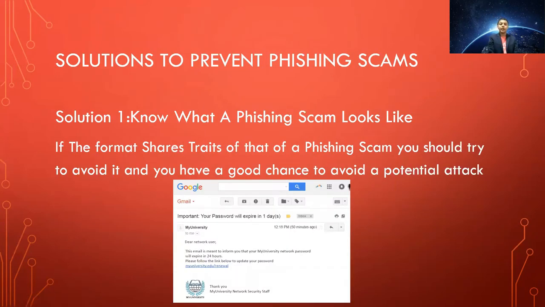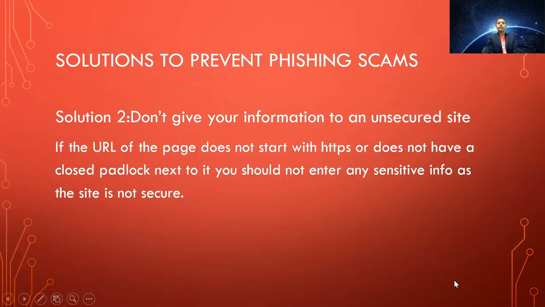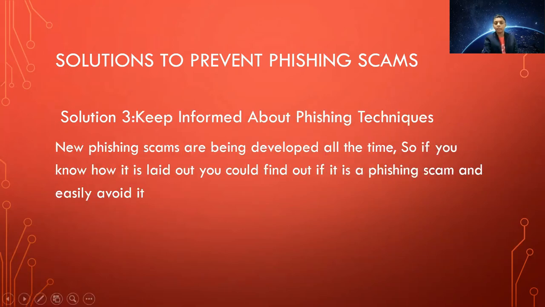Solutions to prevent phishing scams. Solution 1. Know what a phishing scam looks like. If the format shares traits of that of a phishing scam, you should try to avoid it, and you have a good chance to avoid a potential attack. Solution 2. Don't give your information to an unsecured site. If the URL of the page does not start with HTTPS or does not have a closed padlock next to it, you should not enter any sensitive info if the site is not secure.